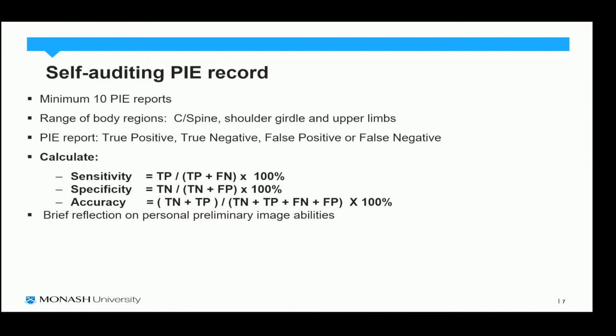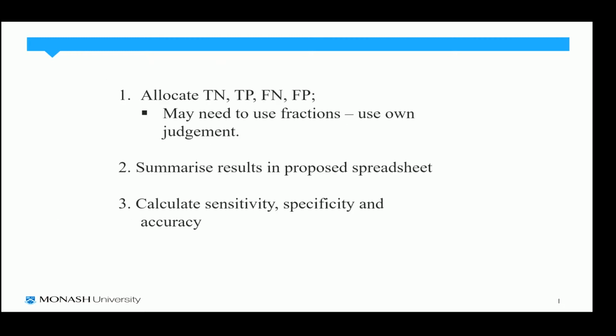For the self-auditing PIE record, you need a minimum of 10 reports, and again it should cover a range of the cervical spine, shoulder, and upper limbs. You then need to work out your true positive, true negative, false positive, false negative rates, and then calculate the following: the sensitivity, and there are formulas for all 3, the specificity and accuracy, and then finally provide a brief reflection on your personal preliminary image evaluation abilities.